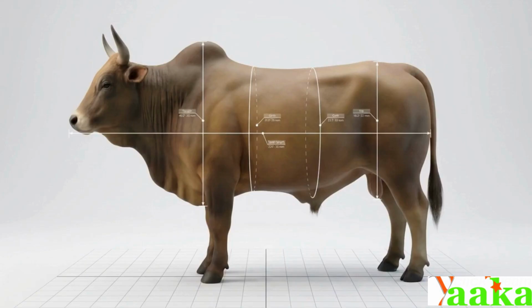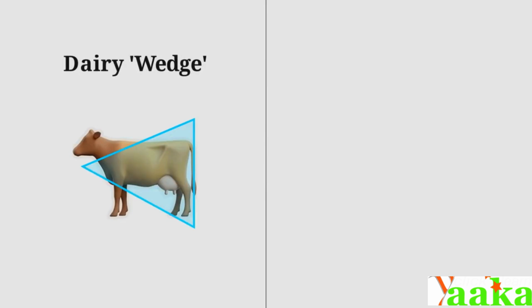Morphology is the scientific study of the external shape, form, and structural features of an organism. We use it to deduce an animal's primary function. Consider this diagram of a dairy cow. Notice the distinct expanding triangle outlined over its body, known as the dairy wedge. This shape is a biological necessity. The widening depth toward the rear provides the massive cavity required to house large digestive and reproductive organs.